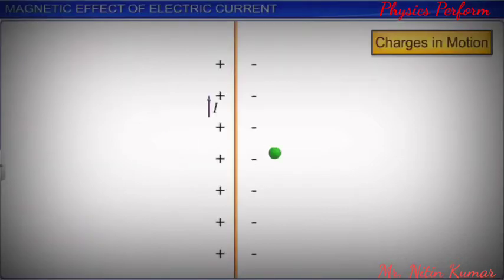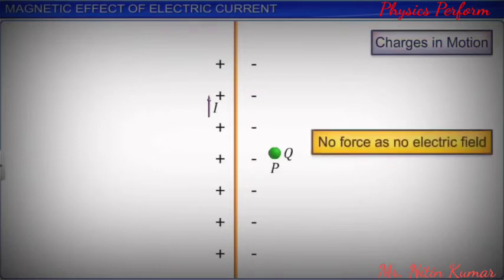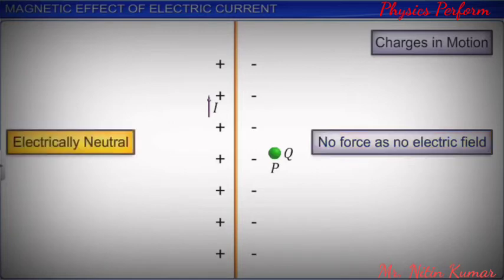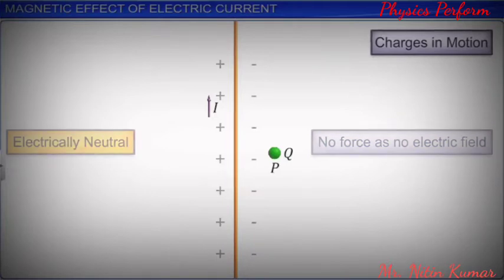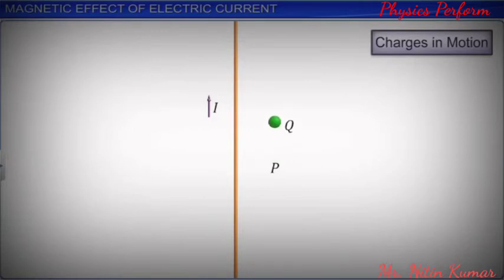Let us now learn about charges in motion. If a charge q is placed near a current-carrying conductor at point P, it does not experience any force because there is no electric field at point P. Since the conducting wire contains an equal number of positive and negative charges, it is electrically neutral and hence does not produce a net electric field. If the charge q is projected from point P in the direction of the current in the wire, the charge gets deflected towards the wire if the charge is positive, and away from the wire if it is negative.